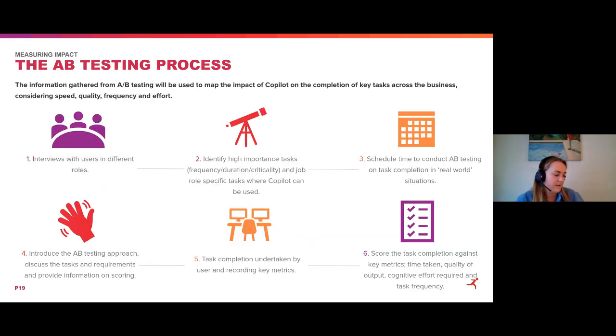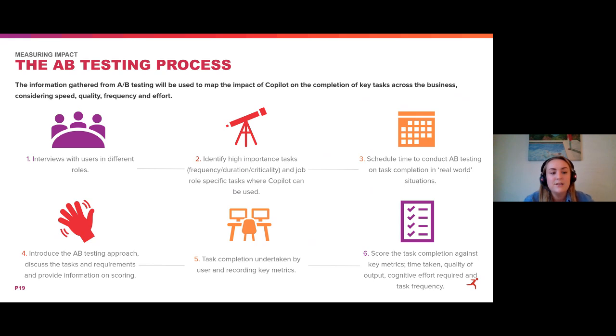And then just a note on the A-B testing, which you might not have executed before. The highlight of the process is, and again, if you want to talk to us about this in more detail, I can go into it, that interviewing different users in different roles will help us identify the high importance tasks and job role specific tasks that Copilot can be used for. We'll then schedule time with those focus group or champions, or even beyond that in the rest of the cohort, to conduct A-B testing to test these real world situations, because the data in the surveys we've already done is probably going to be more about functionality in app.